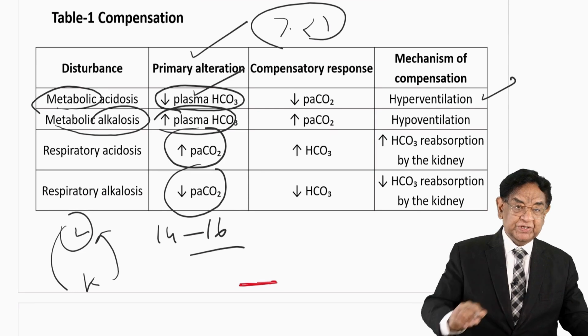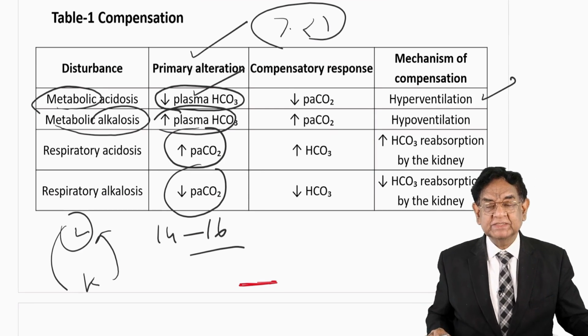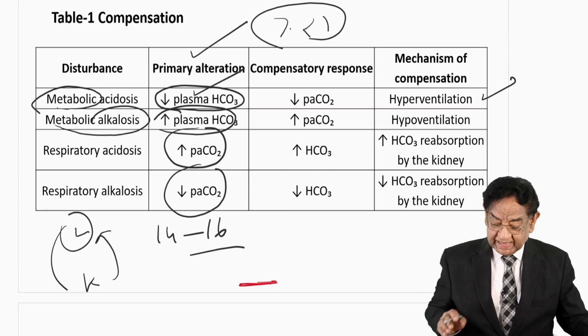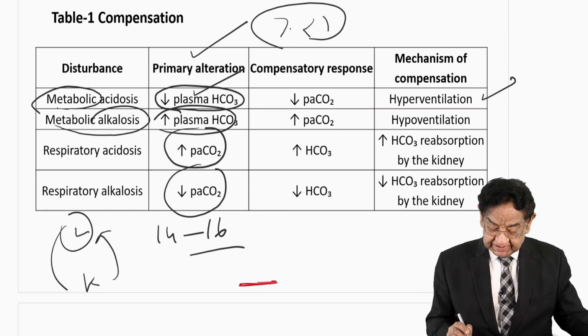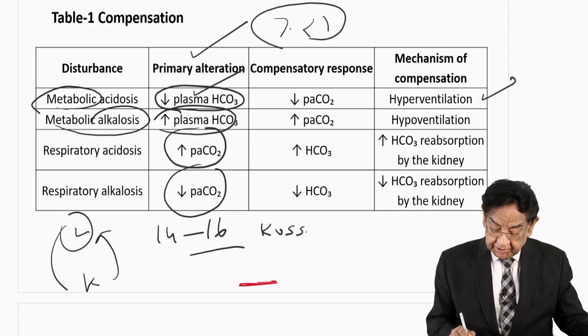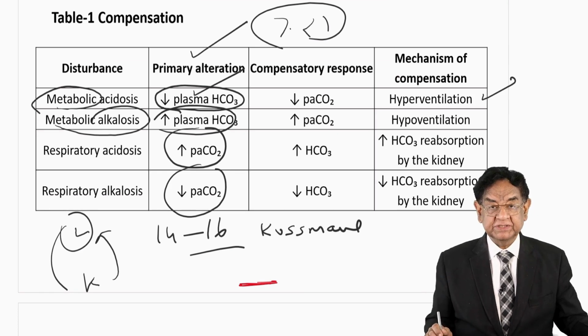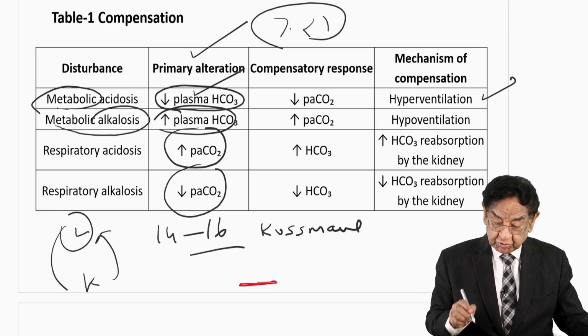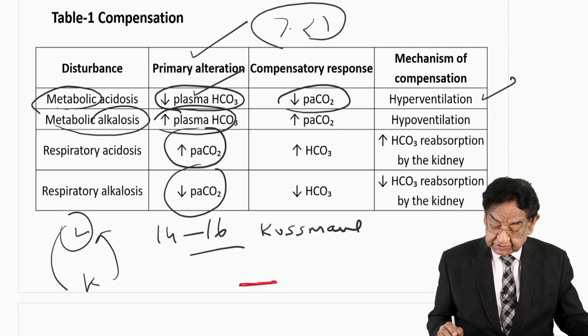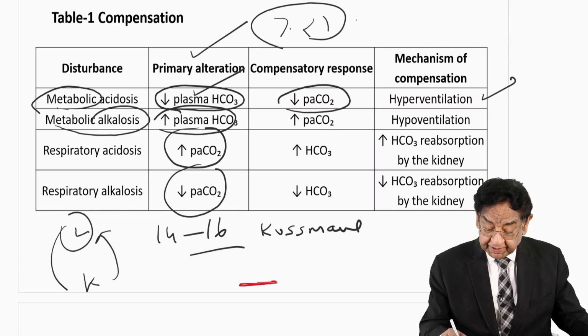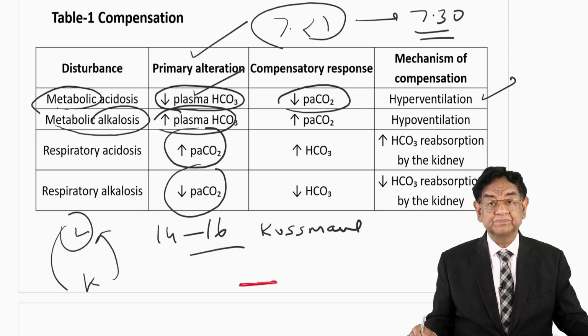Now, I have a question for you. What is this breathing known as? The one I just did. Yes, this is known as Kussmaul breathing. By Kussmaul breathing, lung will try to wash out CO2. So CO2 will come back down to normal, reduce. The pH, which was 7.21, now starts coming to 7.30. Done.